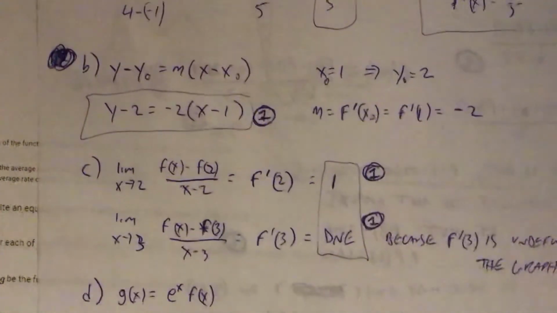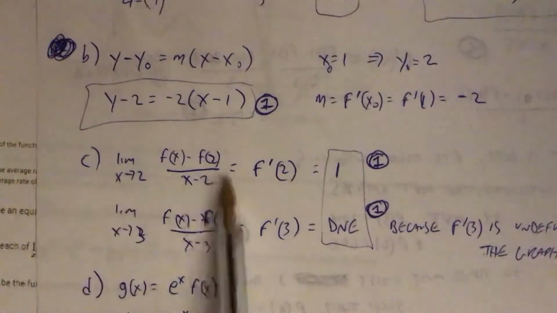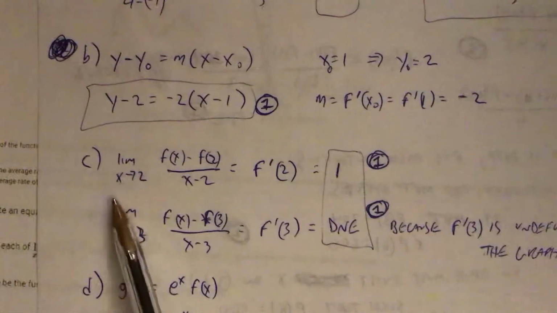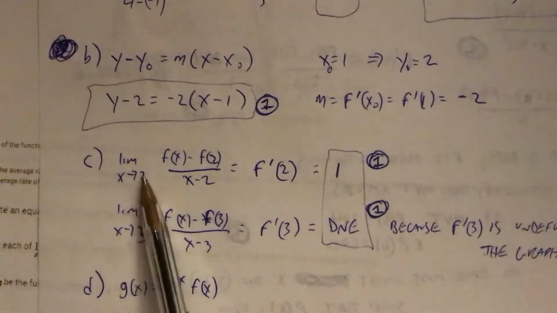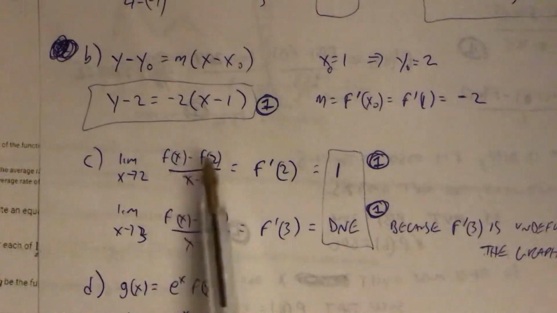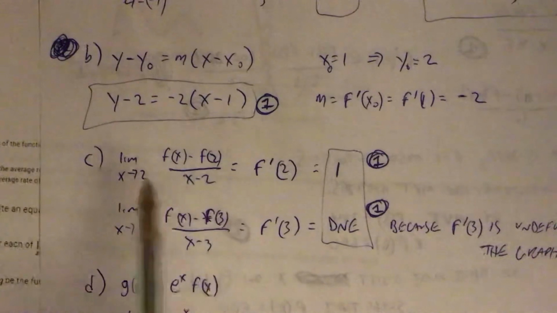In part C, these are actually easy to answer if you understand what these are. This is the definition of the derivative. Remember, there were two definitions. There was one where h approaches 0, and one where x approaches a. Basically, the definition of the derivative is the limit as x approaches a of f(x) minus f(a) over x minus a, which is basically the limit of the slope.